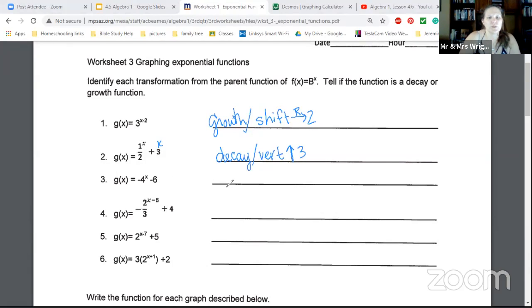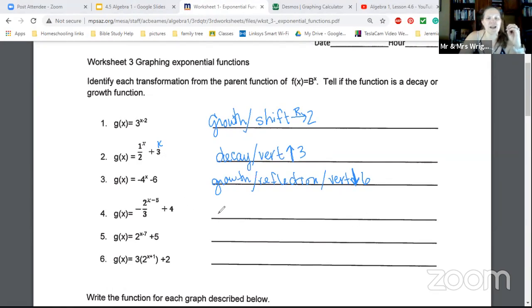Here we have a whole number, so this is growth. We have a negative in front of it, so there's reflection. And then we have a minus 6 at the end. So this tagged on at the end, the outside change, is going to be a shift up or down. Well, because it's a negative, that means a vertical shift down, right? So a vertical downward shift. And how many places is it going down? It's going down 6 places.